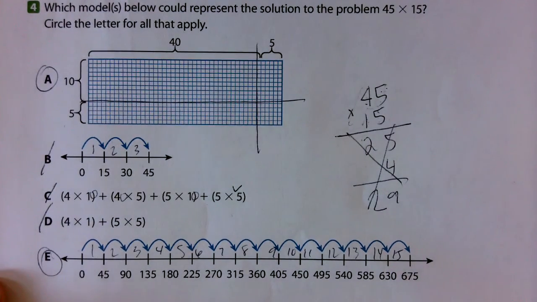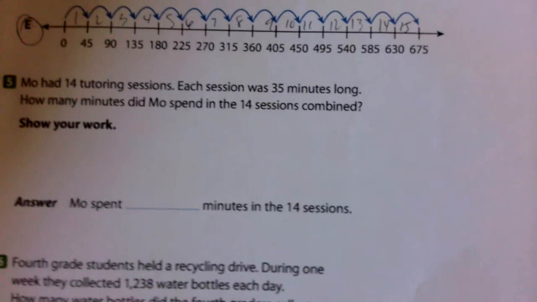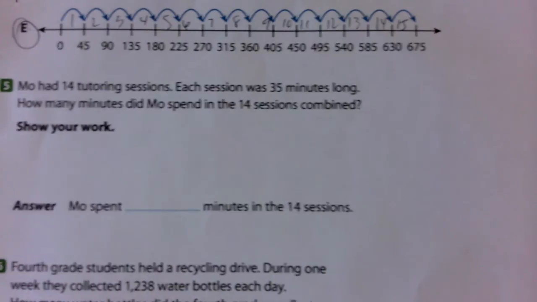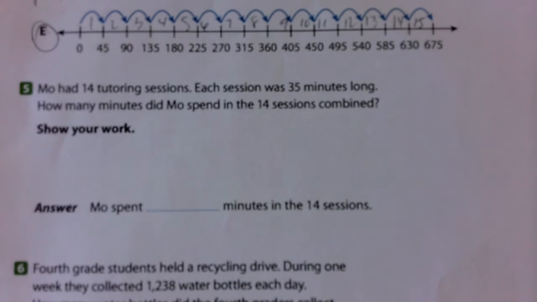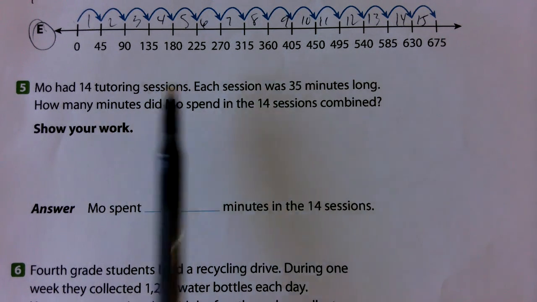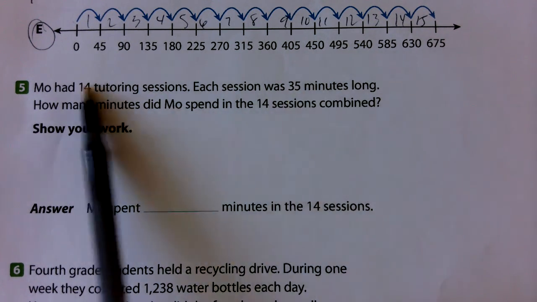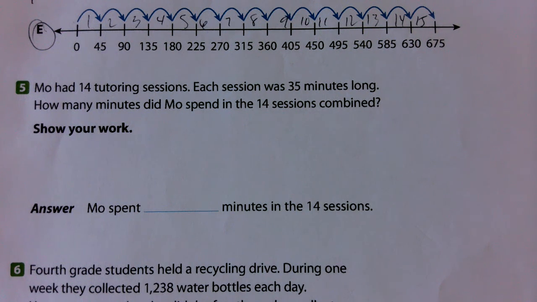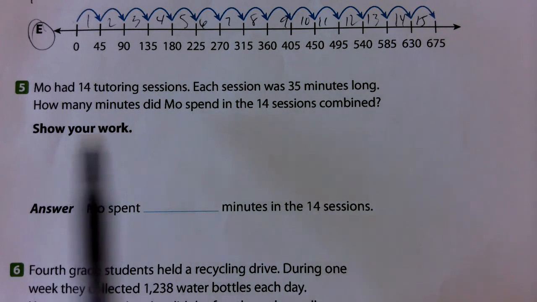All right. So now let's go ahead to number 5. Number 5 says Mo had 14 tutoring sessions. Each session was 35 minutes long. How many minutes did Mo spend in the 14 sessions combined? So it gave us 3 numbers, but we only need to focus on these two, 14 and 35. They want to know how many combined, what's the total combined?